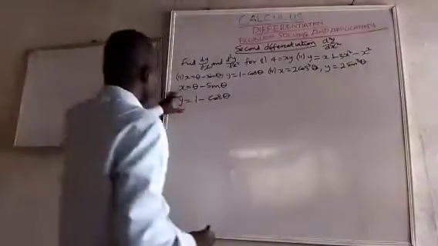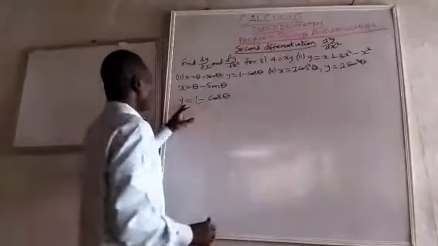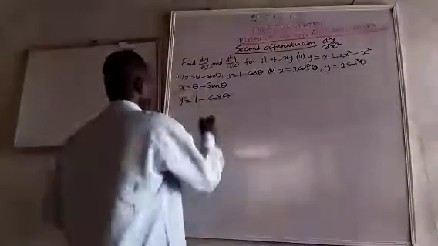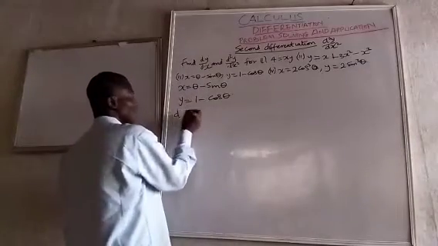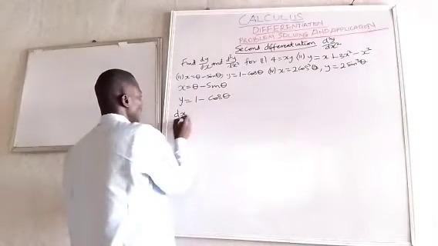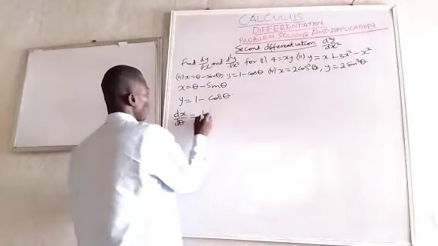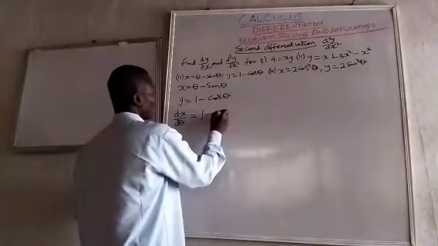Now the next one says x equals theta minus sine theta, y equals 1 minus cos theta. So let's do the dx/d theta. You can see this one is a parametric equation. The dx/d theta is equal to 1 minus cos theta.